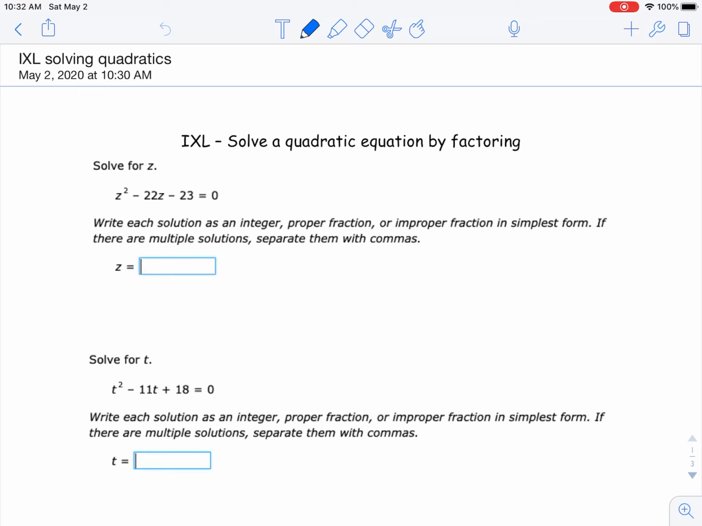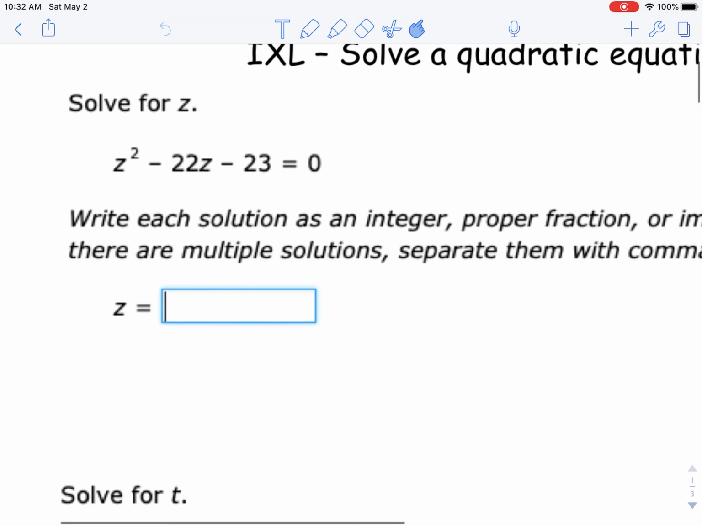These are some examples from IXL for solving a quadratic equation by factoring. In the first level, your quadratic is already set equal to 0, and all you have to do is set your factoring rules. So to factor this, I need two factors of 23 that add together to equal 22.